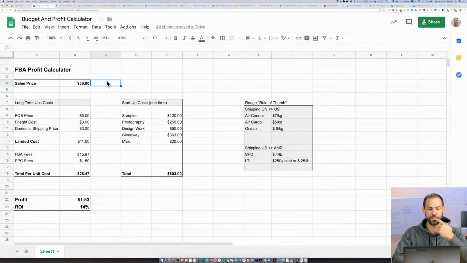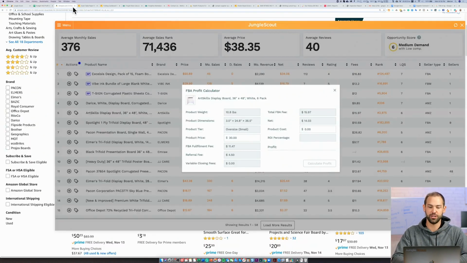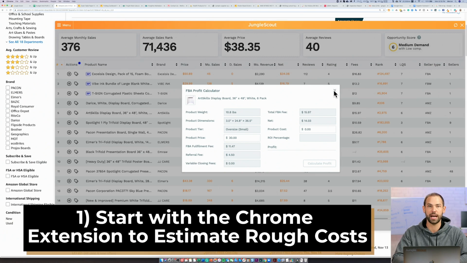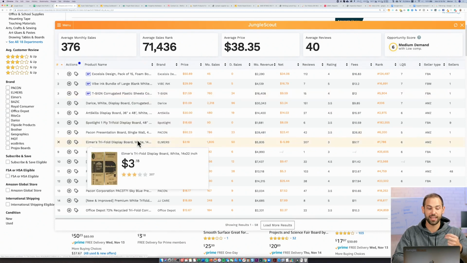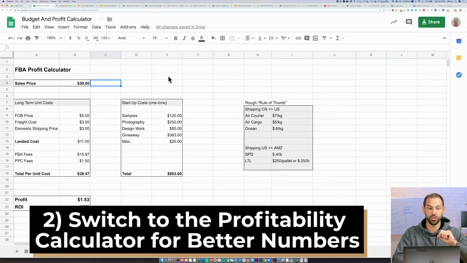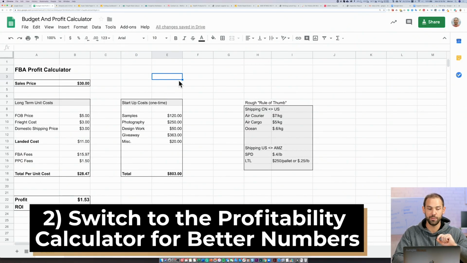So as a quick recap, this is how I go about estimating the rough costs. I first like to just use the FBA profit calculator inside of the extension. Remember, to get there, you just click on the net. That's already going to factor in the correct FBA fees for that particular category using the sizes and weights associated with that particular product. After that, if you want to take it a little bit to the next level, you can use the budget and profit calculator.